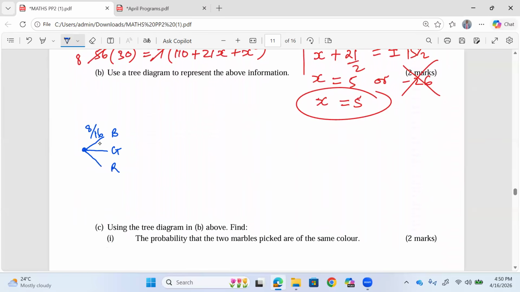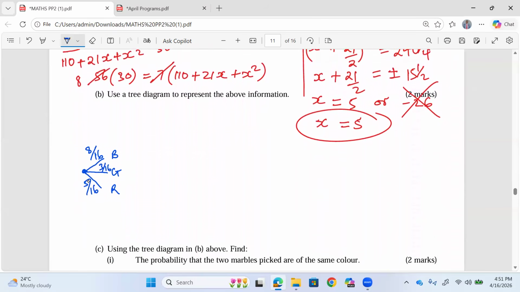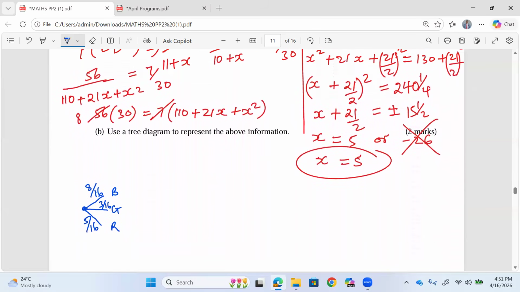For green, there are 3 over 16. This is 5 over 16. We are together in that. Then the second picking, now without replacement.